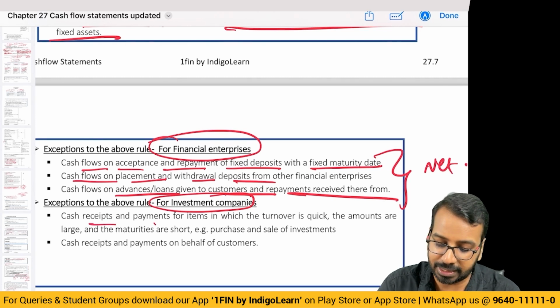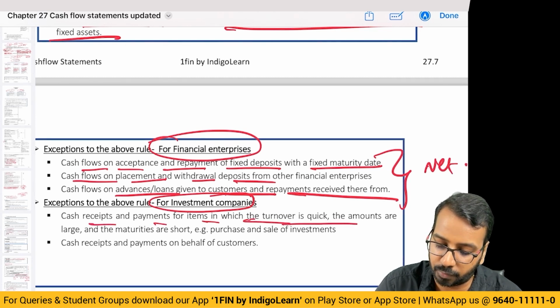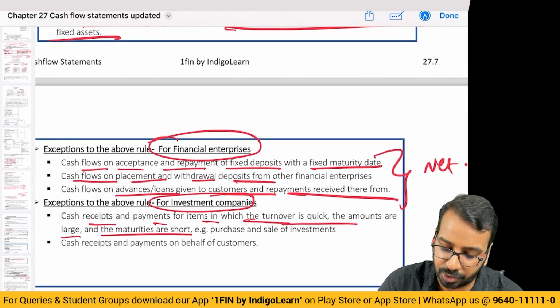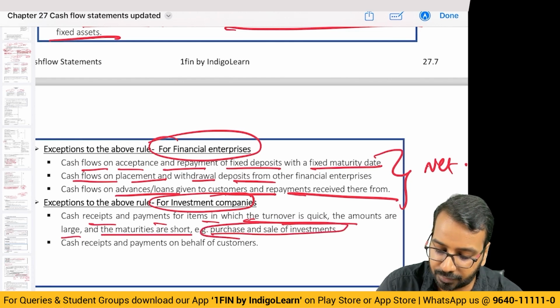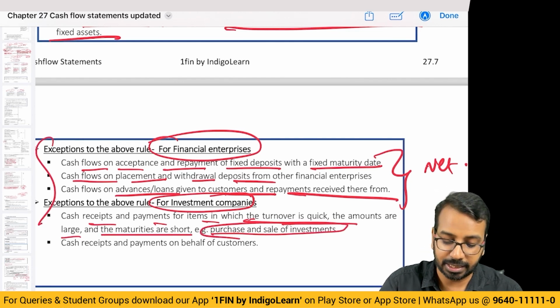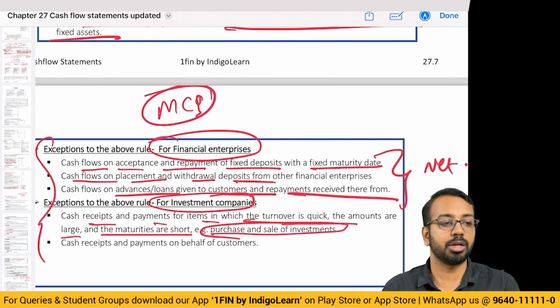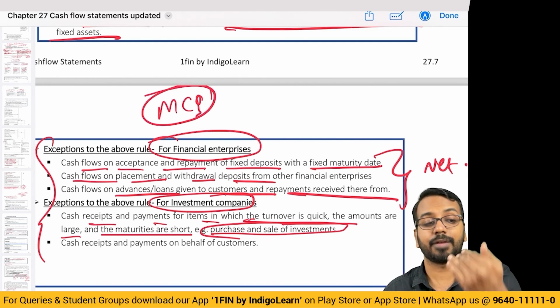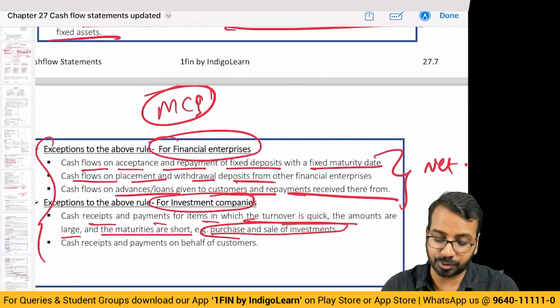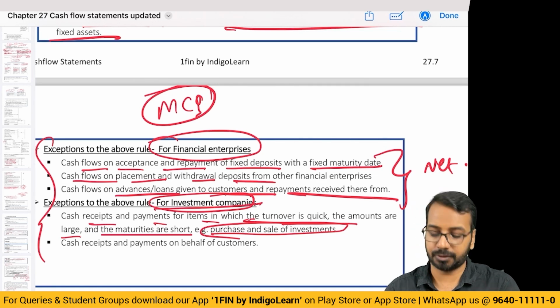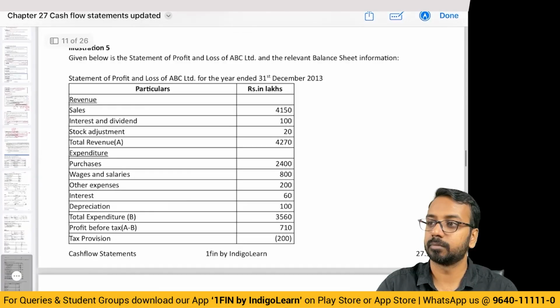In the same way, receipts and payments for items where turnover is quick, amounts are large and maturities are short, such as purchase and sale of investments, can be shown on a net basis. This can be an MCQ question in the examination. What is the exception for financial enterprises and what is the exception for investment companies? Any questions so far? Okay.